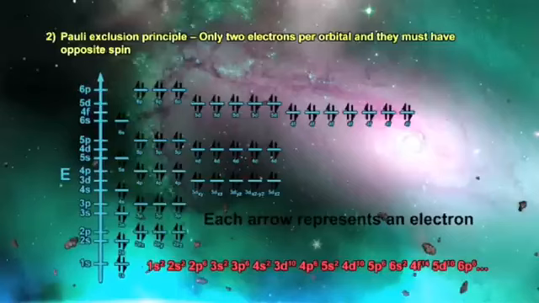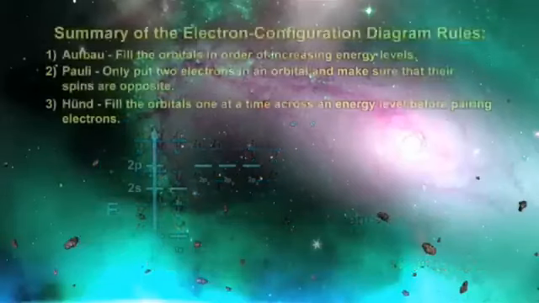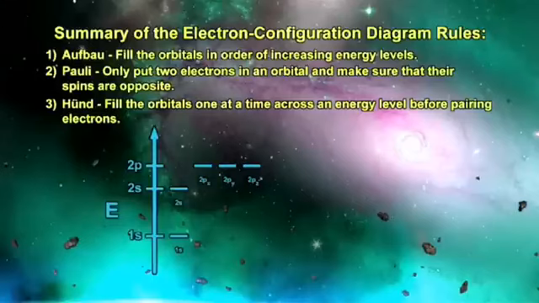The third and last rule is called Hund's rule, which states orbitals of equal energy are occupied by one electron before any orbital is occupied by a second electron. Now let's review these 3 basic rules. The first electron goes into the lowest energy orbital, the 1s orbital, which is the Aufbau rule.